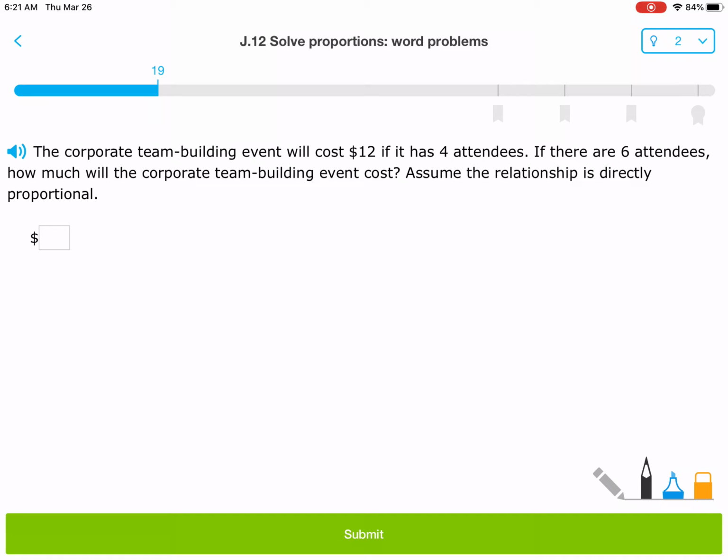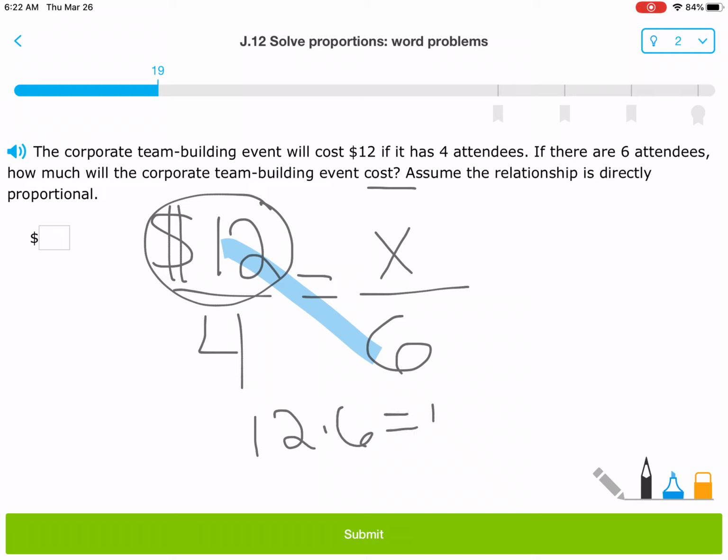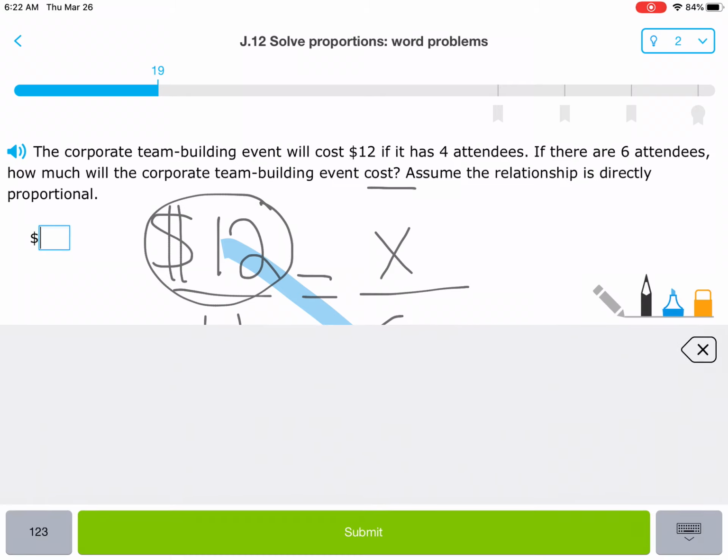The team building event will cost $12 if it has 4 people who attend. If there are 6 attendees, how much will the corporate team building event cost? So we're looking for the cost, which is on the top over here. And then on the bottom, there's going to be 6 people attending. So we're going to cross multiply. 12 times 6, and that would equal 4 times X. 12 times 6 is 72. Divided by 4 gives me $18.